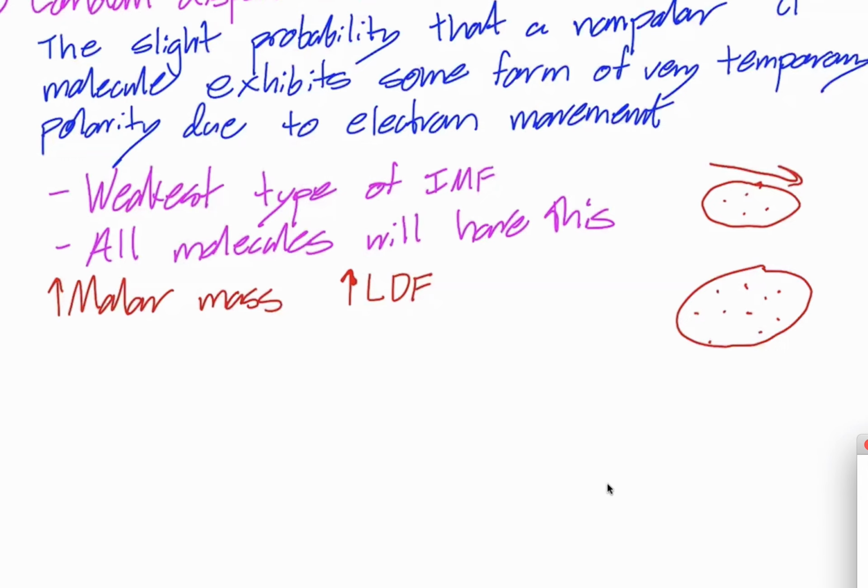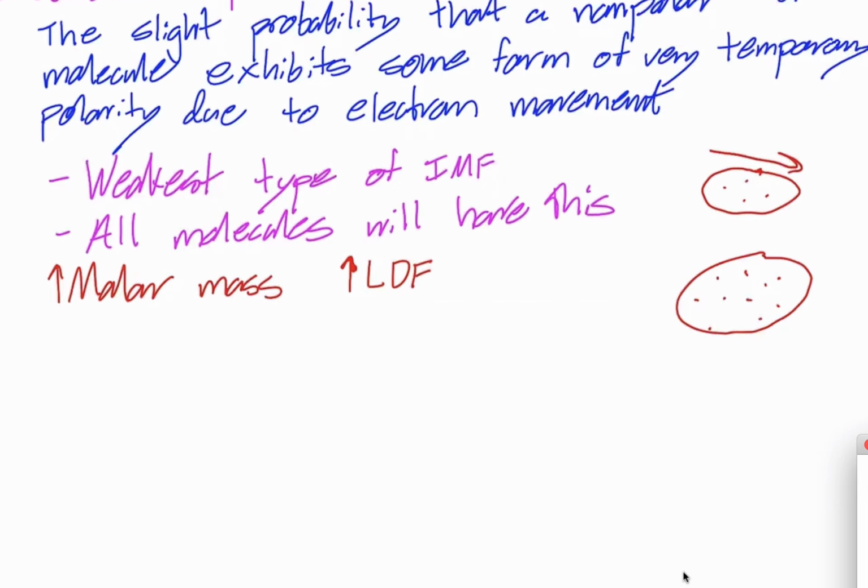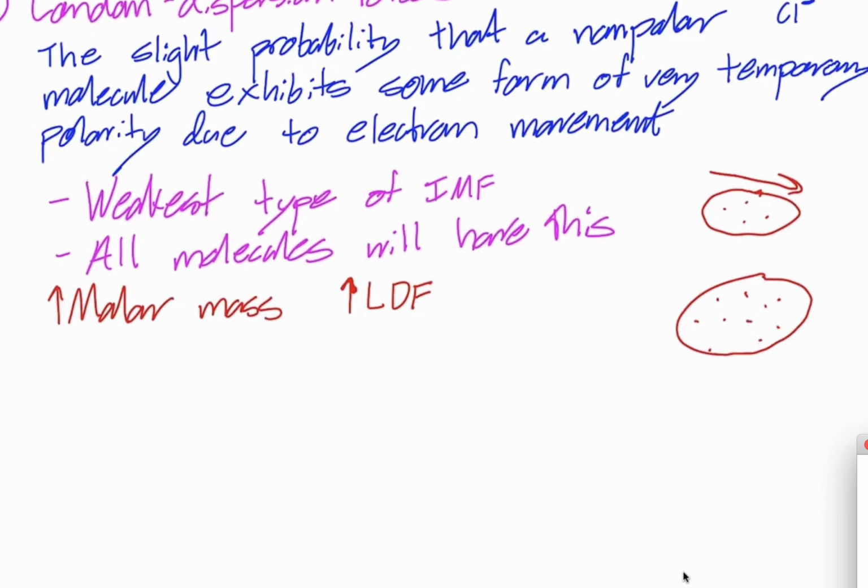So generally, large molecules are going to have marginally larger London dispersion forces. So basically, if you're comparing two nonpolar molecules that only have London dispersion forces, then the larger molecule is going to have larger intermolecular forces between itself than the smaller molecule. Okay. All right. So next up, let's talk about dipole-dipole forces.